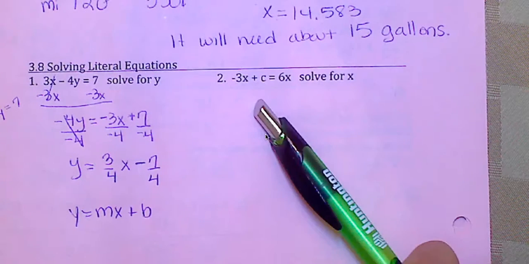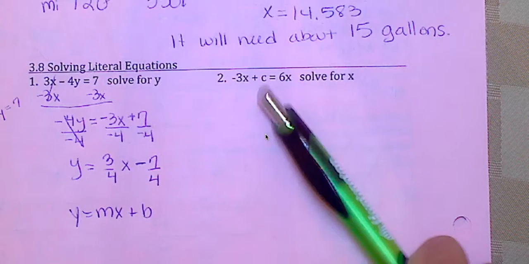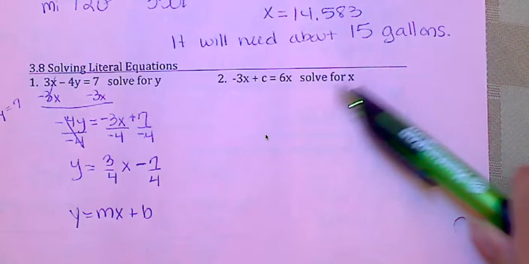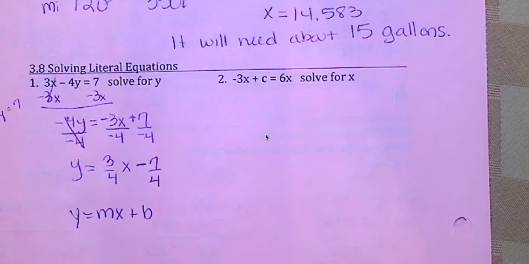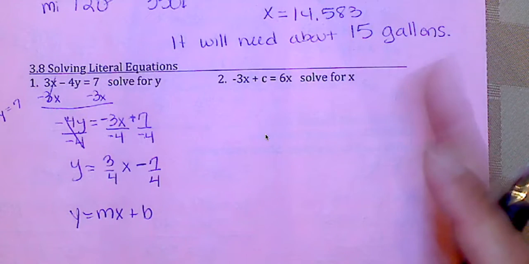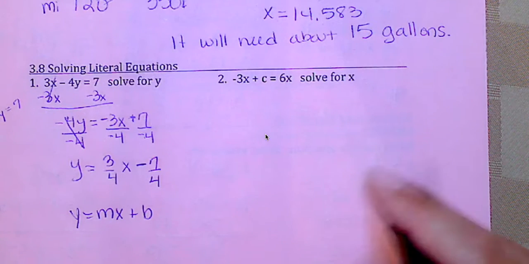But this one is a little funkier. All right, this one says we need to solve for x, and you can see we have an x on the left side. We also have an x on the right side. So in a problem like this, the first thing you want to do is collect all the x's together. And generally, when we have them on opposite sides, we want to move the smaller of the two.